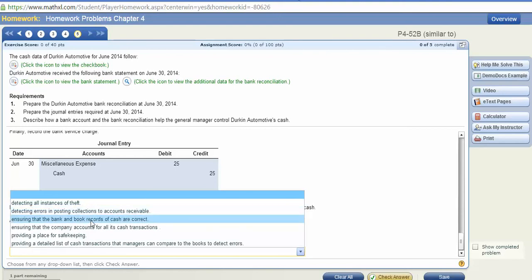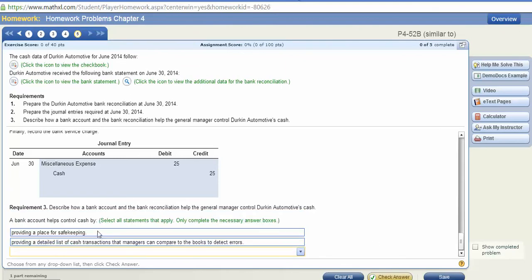Ensuring that the book and the bank are correct. Well, they're not correct. That's the reason they have to be adjusted. And ensuring that the company accounts for all its cash transactions. All is a very powerful word, right? And it cannot account for all cash transactions. What it's used for is to provide a place for safekeeping. You can protect your money in there, and it provides a detailed list of cash transactions that managers can then use to compare to the books, trying to find if there's any errors. And these are the two things that a bank account helps control.